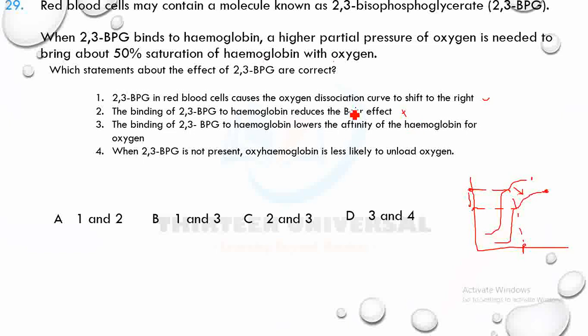Three says the binding of 2,3-BPG to hemoglobin lowers the affinity of hemoglobin for oxygen. Yes, it lowers it. That's why at the same partial pressure, the percentage saturation decreases. Now four says when 2,3-BPG is not present, oxyhemoglobin is less likely to unload oxygen. If it's not present, that means hemoglobin will bind more to oxygen. Do you get? So it's not going to unload it. So this is wrong. We have only 1 and 3 correct.